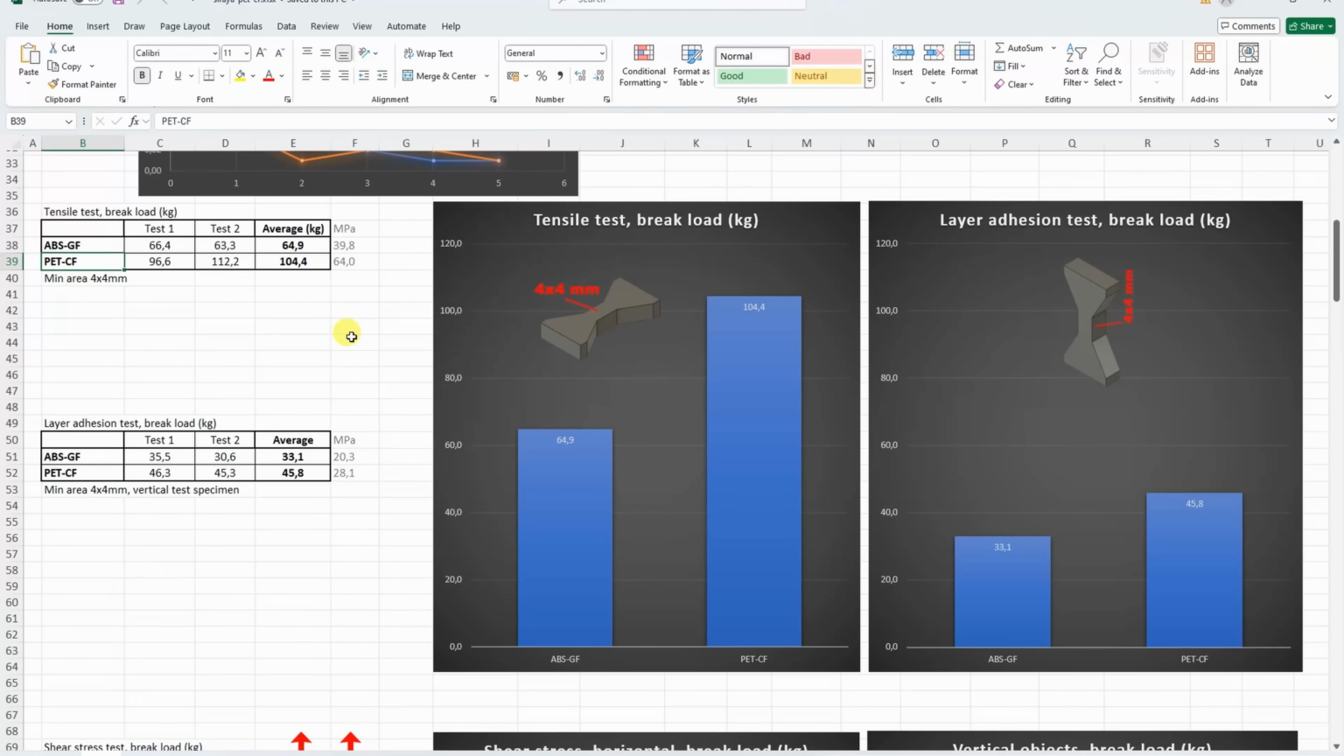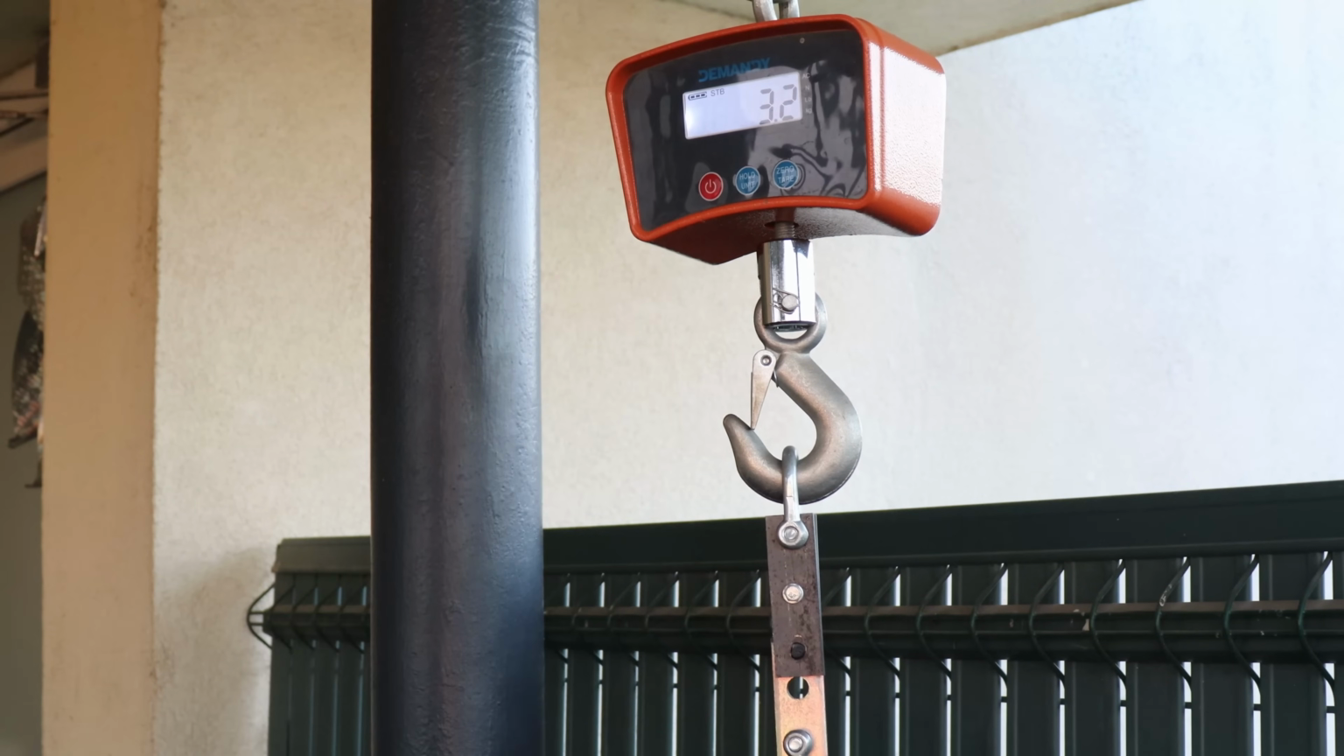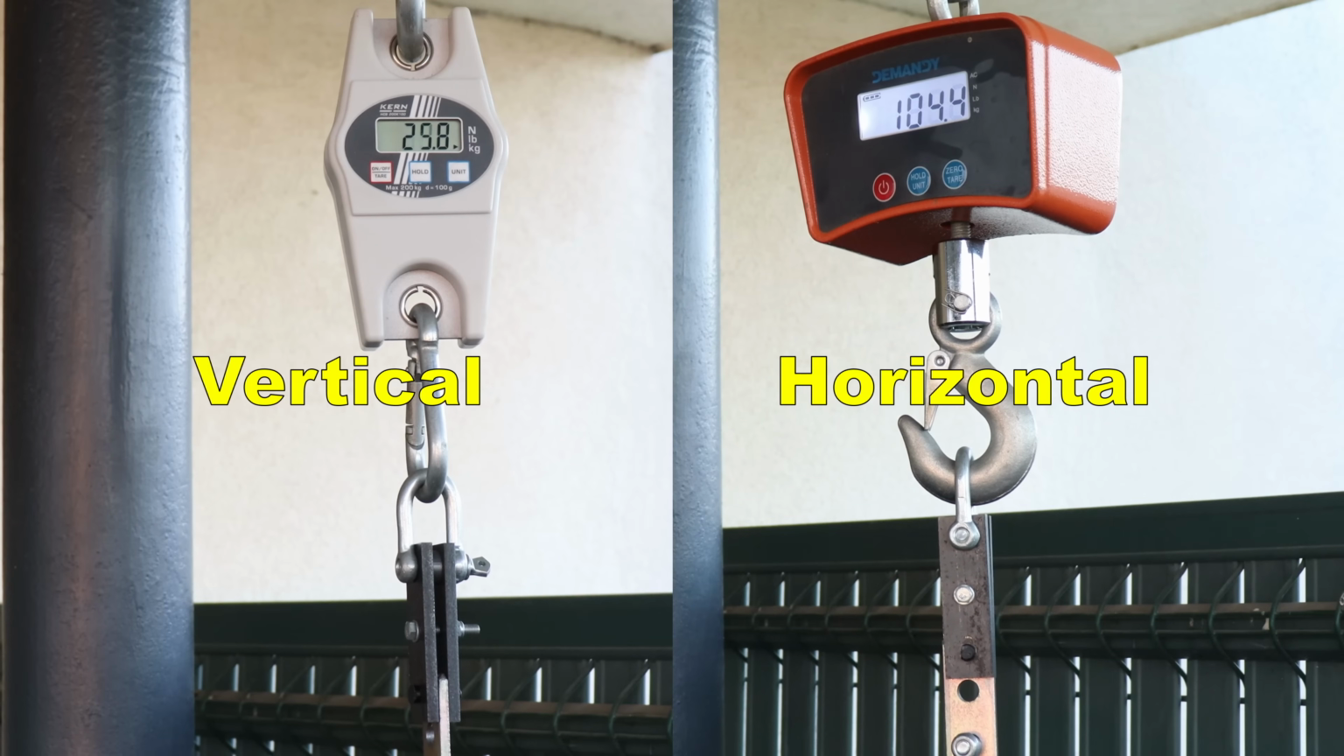And again, results immediately after the testing. And for better comparison, I will include the ABS-GF results from my previous video. So PETG-CF on the tensile test, very impressive, break load over 100 kilograms. But even on the layer adhesion, it was quite good. Shear test, and I'm using this crane scale with a max of over 200 kilograms.